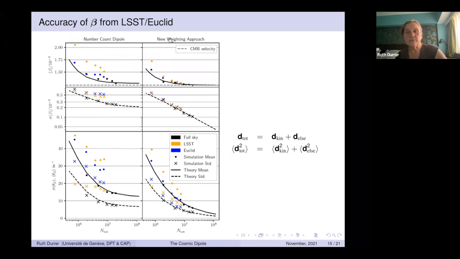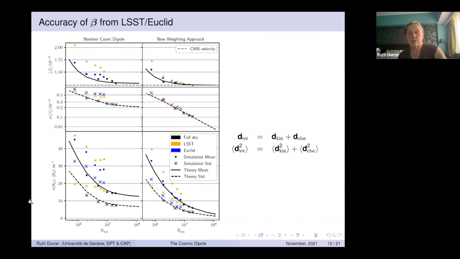And on this side, we show what happens if you use the weighted approach. You see, if we use the number count dipole only, the error goes down to a certain amount and then it just sticks there as a function of the total number of sources. While if we use our weighted approach, the intrinsic dipole is gone and does not affect the error. And the error just goes down like 1 over square root N, as it should if it is dominated by shot noise.